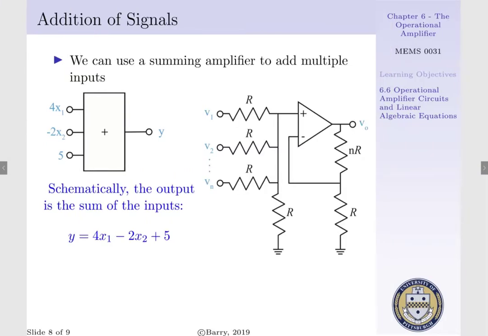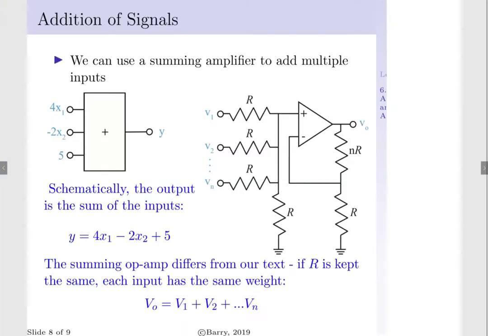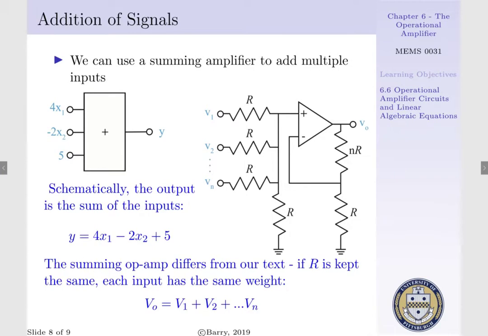So, if we want our output Y to be 4x1 minus 2x2 plus 5, all we have to do is attach those individual operational amplifier outputs into the input of our summing op-amp. What's nice about this representation, it differs from the one in our text, is that if we keep the value of R the same between our inputs, our resistor to ground, and N times R, each input is going to have the same weight. That is, they're going to have the same constant proportionality. That is, our output will be the sum of our inputs, V1 plus V2, all the way up to Vn.